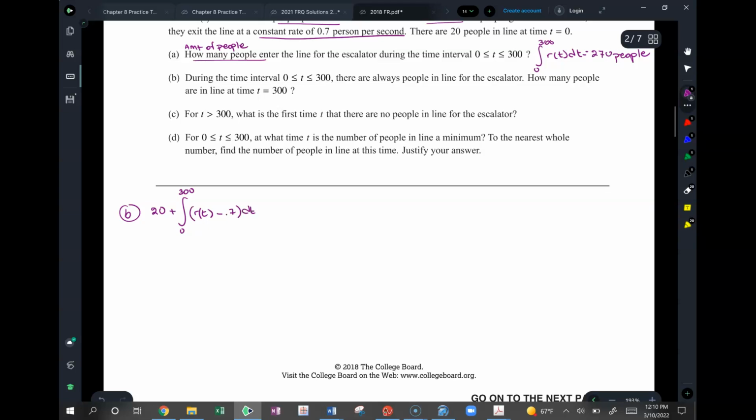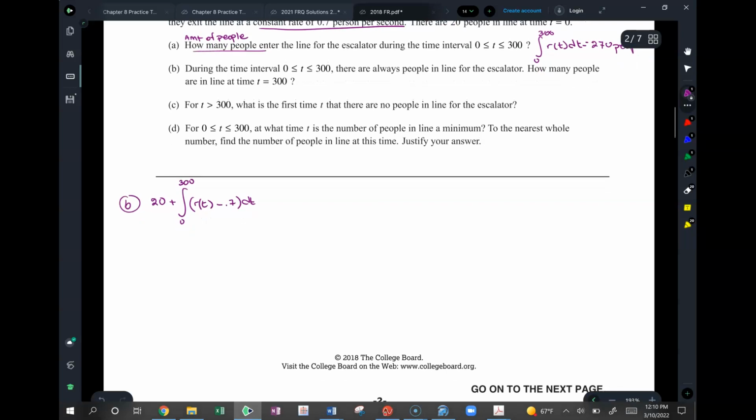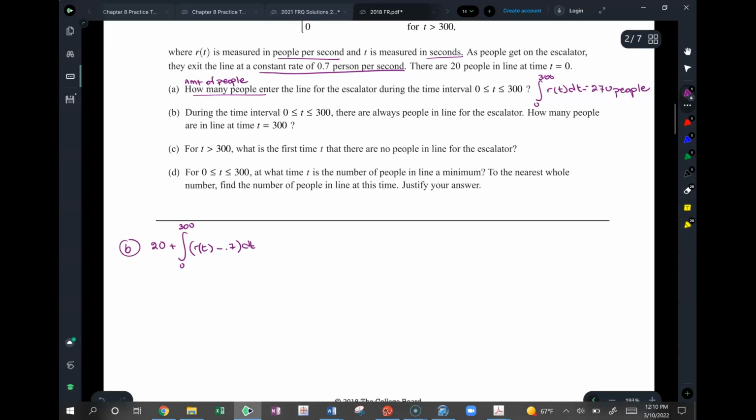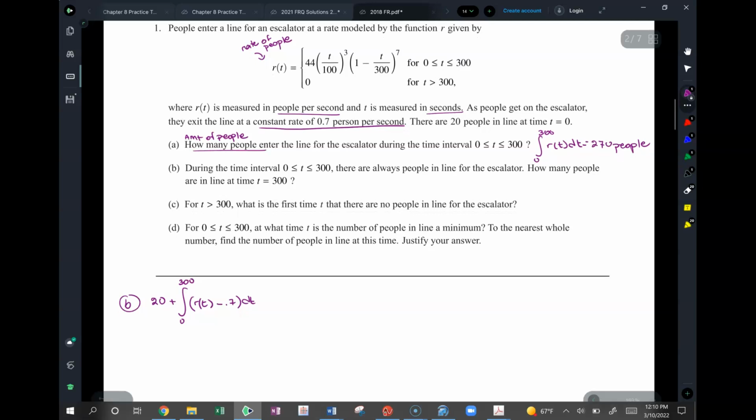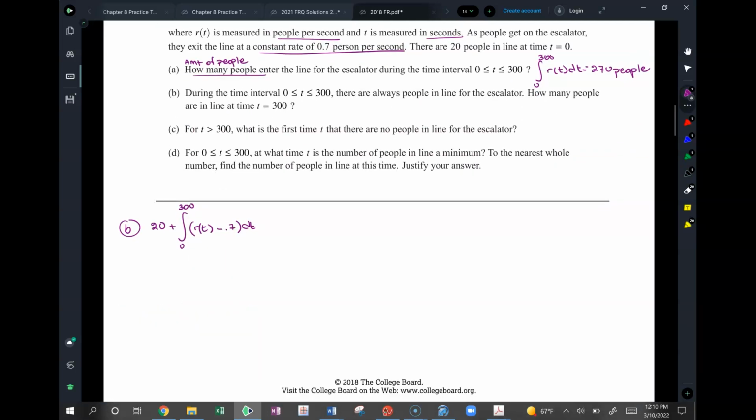dt. So let's think about that. R is the rate of people entering. 0.7 is the rate of people leaving. The rate of the people in line is the rate entering minus the rate leaving. So r of t minus 0.7. Okay? And that will be 80. Total 80. Yeah, 80 people are in line at time 300.